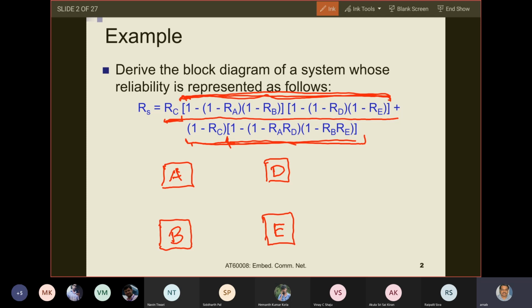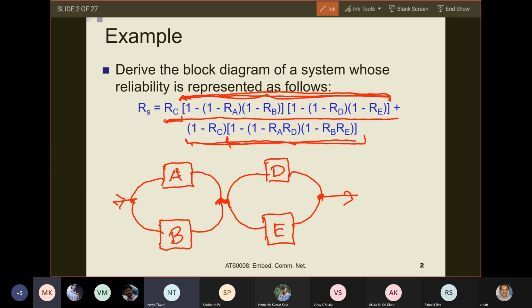So if RC is a connection like this, then if RC is a short, if RC is 1, then you have something like this. Right? Something like this. Is this okay? Yes, sir. RC is short.